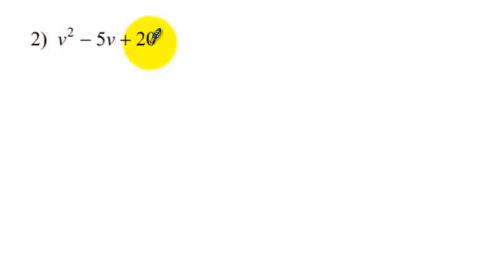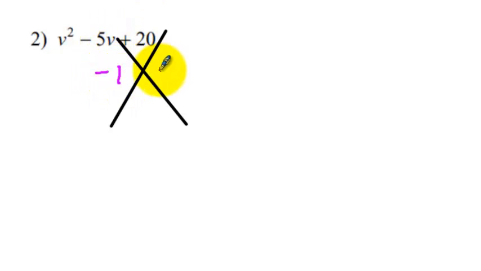Alright, example number 2. C is positive, so the signs of the factors of 20 that we have to consider should be the same sign as our middle term, negative. So we need to consider negative factors of 20. We can try negative 1 and negative 20, but the sum here is equal to negative 21. So negative 1 and negative 20 will not work.